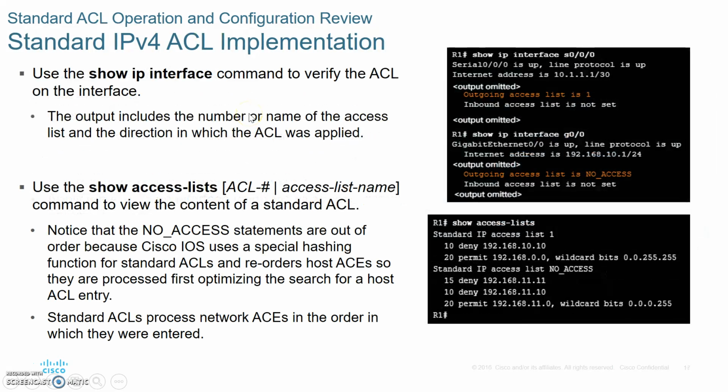Okay, to verify whether your access control list is working or not, run the show ip interface command. You can see whether any access control list is applied on the outgoing or incoming. Or you can do the show access-lists command. The show access-lists command will show you all the access lists that are currently configured on the router. So remember, standard access control lists process the access control entries in the order that they were entered. So the order of the rules is important.